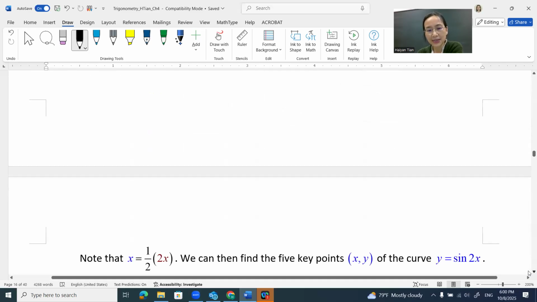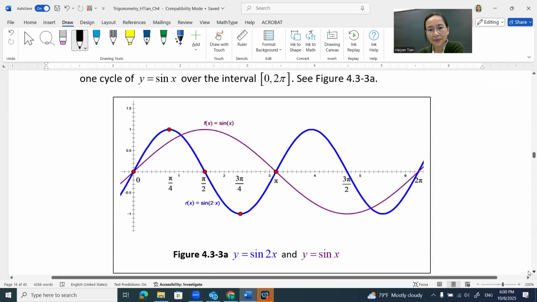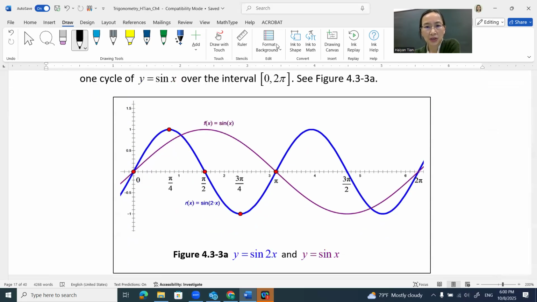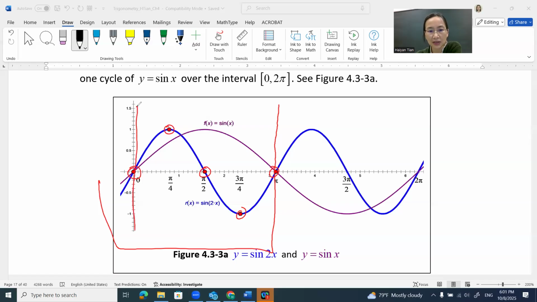After you plot the 5 points, you will see the dots indicating the 5 points. Here's one, there's another one, and we finish one complete cycle. So with those 5 points, we can do a sketch. You see in this window one period of sine 2x.